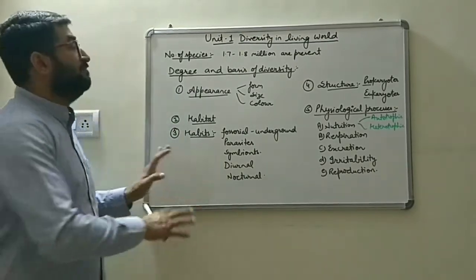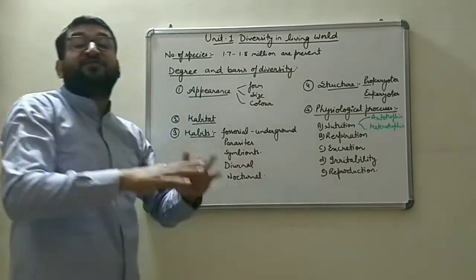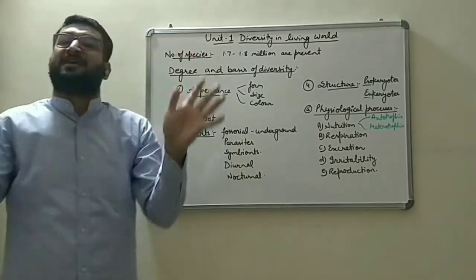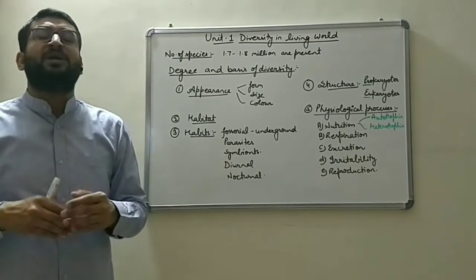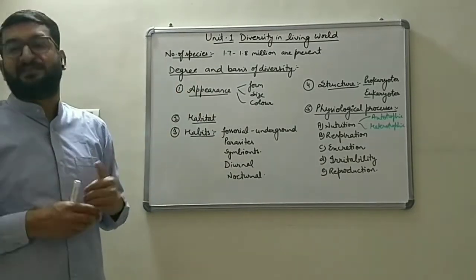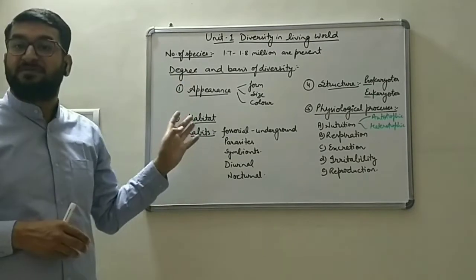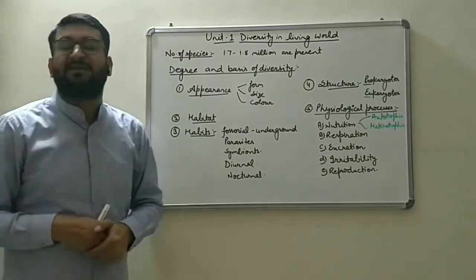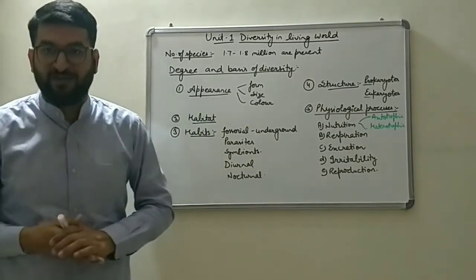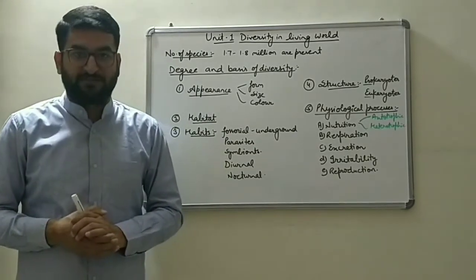So on these bases, on these features, basically we diversified the living organisms. That is the basis on which we diversify the organisms. First is appearance, the second is habitat, third is habits, fourth structure, and fifth physiological processes.